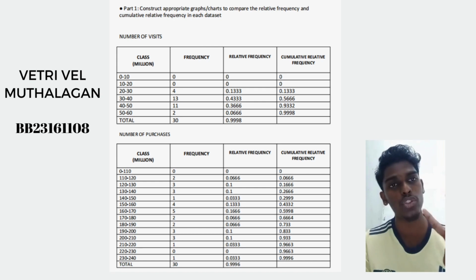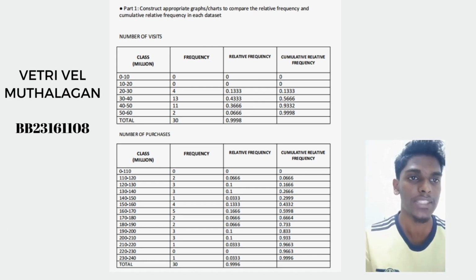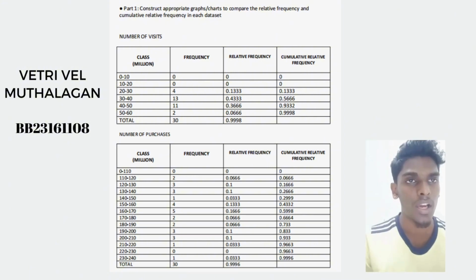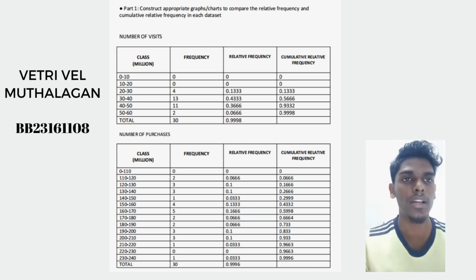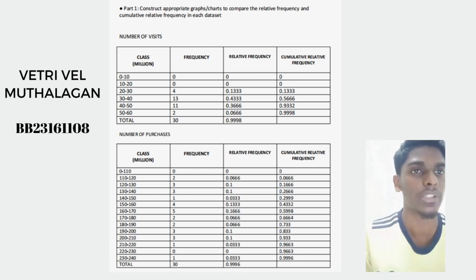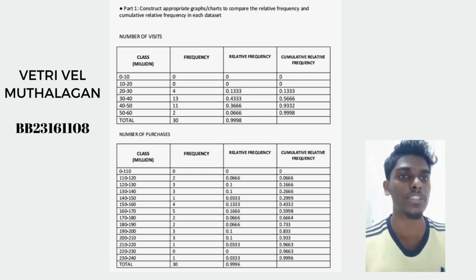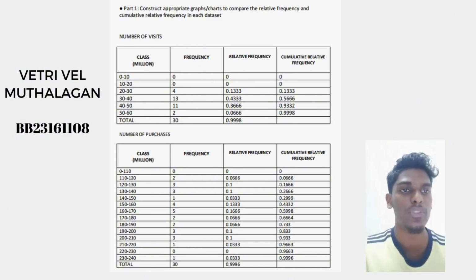As we can see, we have two tables over here for number of visits and number of purchases. Each table consists of four aspects, which are class in million, frequency, relative frequency, and cumulative relative frequency. For the first table, number of visits, the lowest class is 0 to 10 million, while the highest is 50 to 60 million.